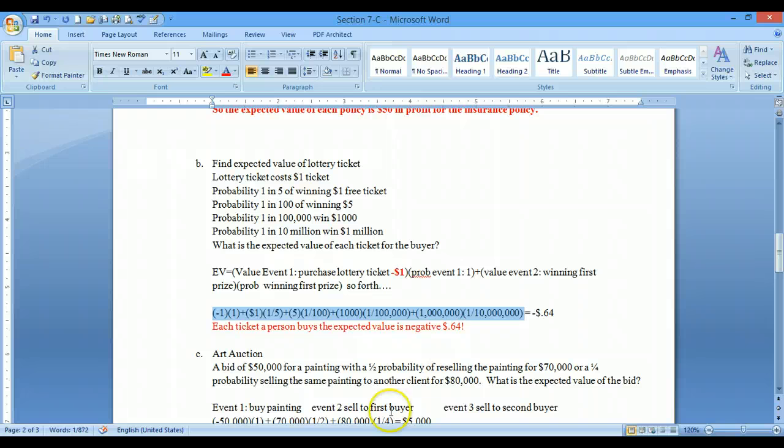-0.64. There we go. Your expected value as a ticket buyer, you should expect -64 cents on every single ticket you buy, just by picking up that ticket and paying your dollar.